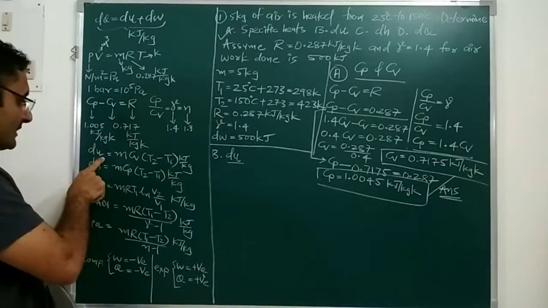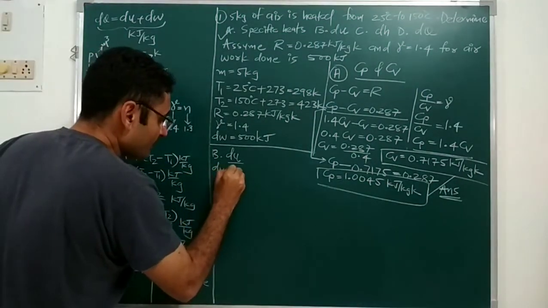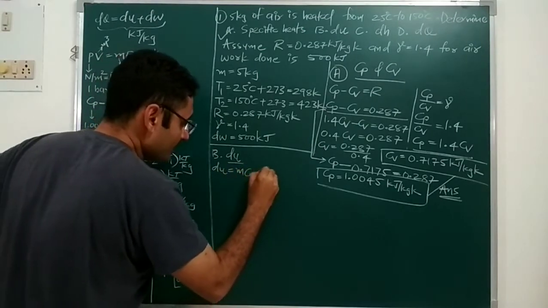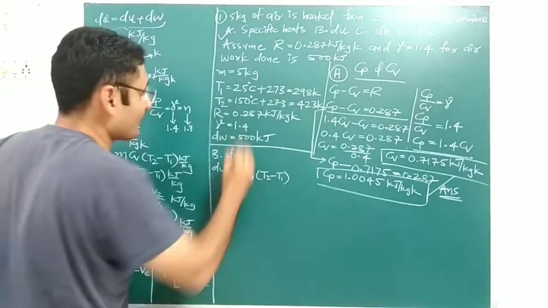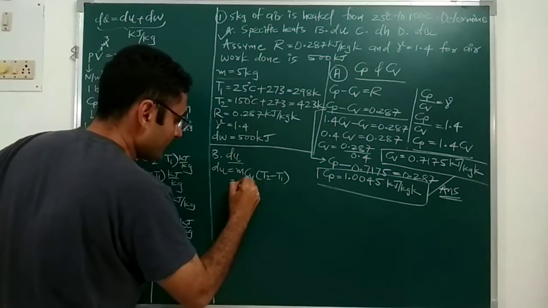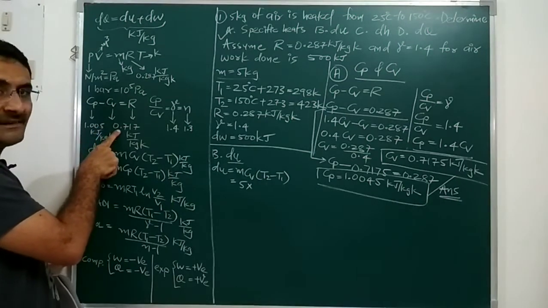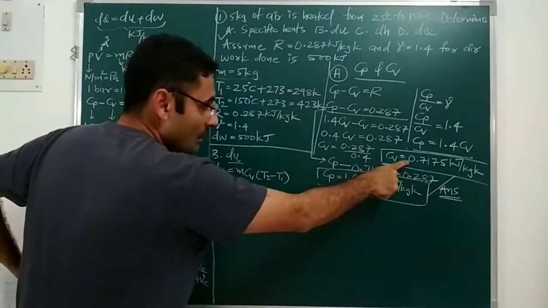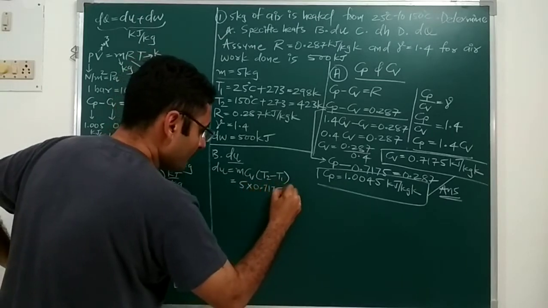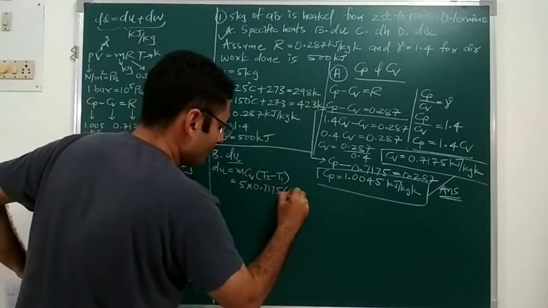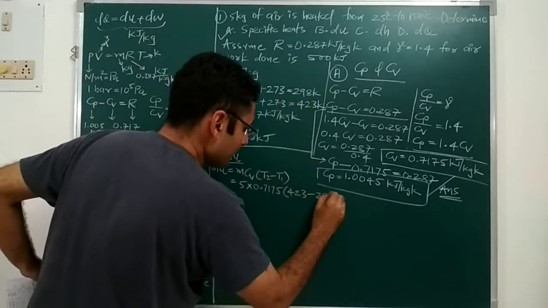So change in internal energy is what? m Cv (T2 minus T1). So I will write dU is equal to m Cv (T2 minus T1). M is given; mass is 5 kg over here. Value of Cv: you should not consider 0.717 because over here you have calculated it, so that value is 0.7175. T2 is 423 minus T1, which is 298.